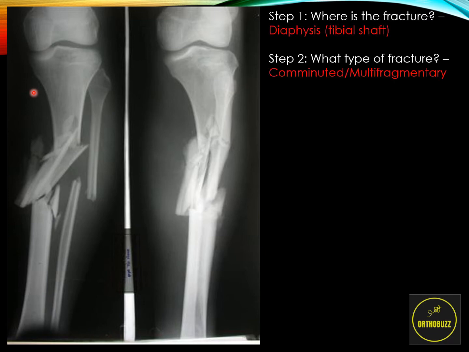So the next step is to comment on the type of fracture pattern. As we can see, there are multiple fragments over here, and therefore this is described as a multifragmentary or comminuted fracture pattern. The third step now is to comment on the displacement.